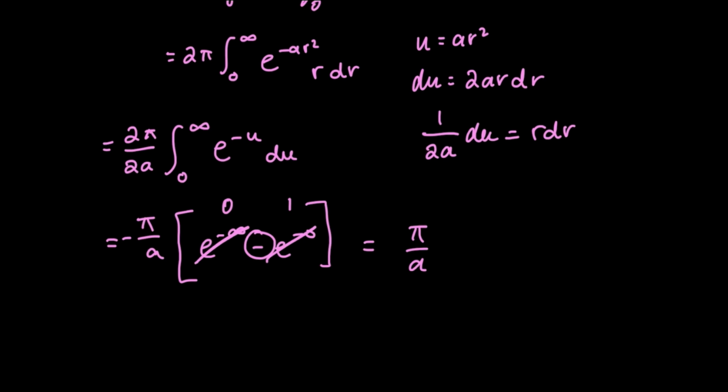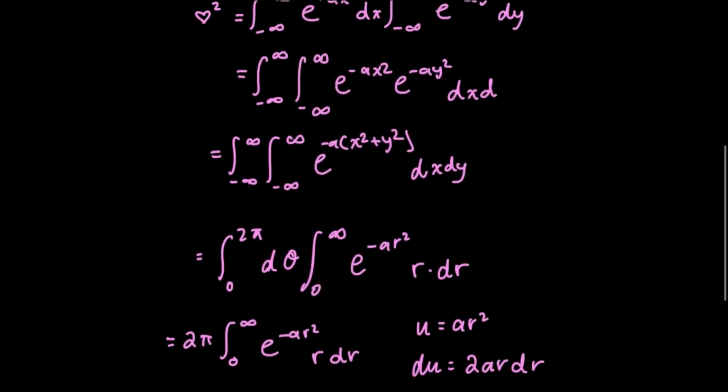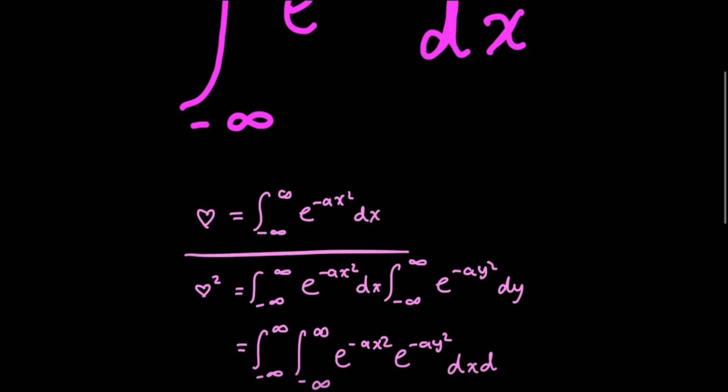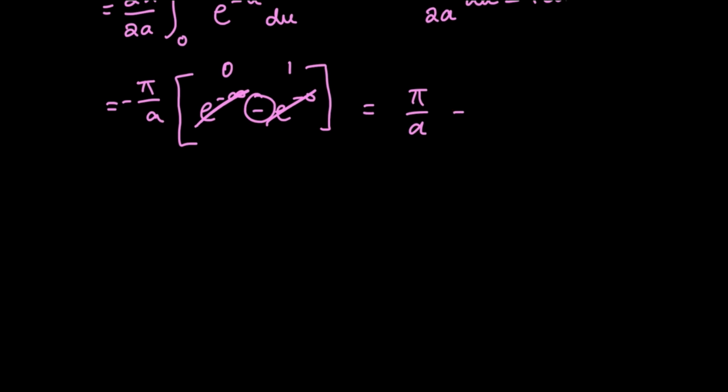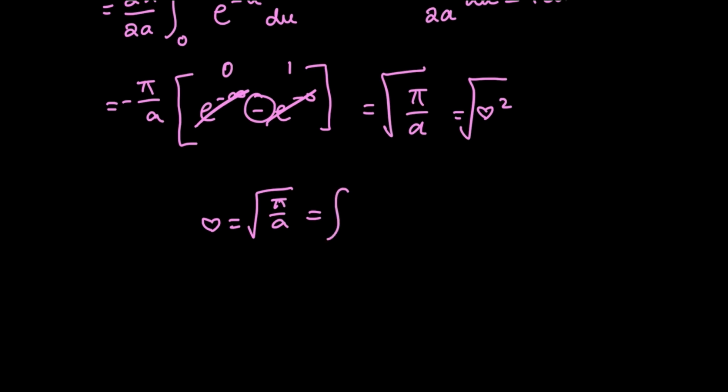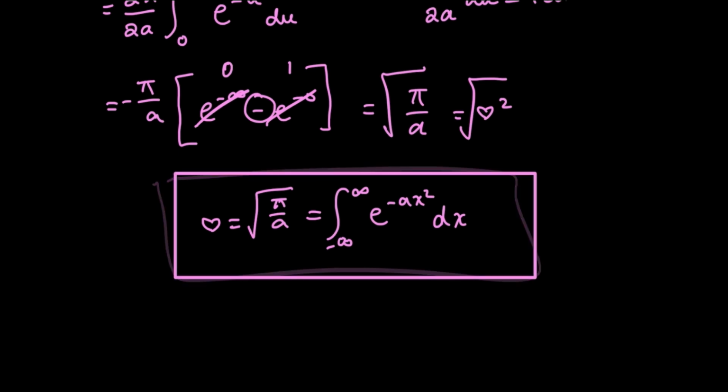We're almost done. We just have to remember that I squared my integral over here. So I have 2 hearts. So this is equal to pi over a. So then if I take the square root on both sides, heart, which is equal to the square root of pi over a, is equal to the integral from negative infinity to infinity of e to the minus ax squared dx. And that's it.